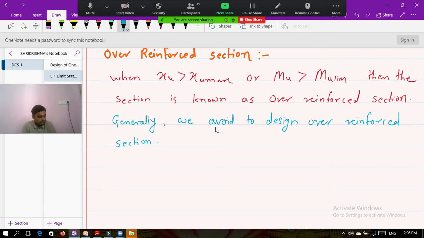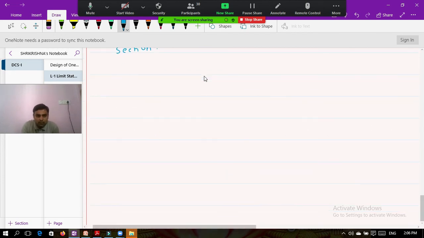And if in the exam you come across any over reinforced section while designing, then assume this section as a balanced section and then design the section. So now with this we will move further to the numericals. So we will take our first problem, problem number 1, the first numerical.